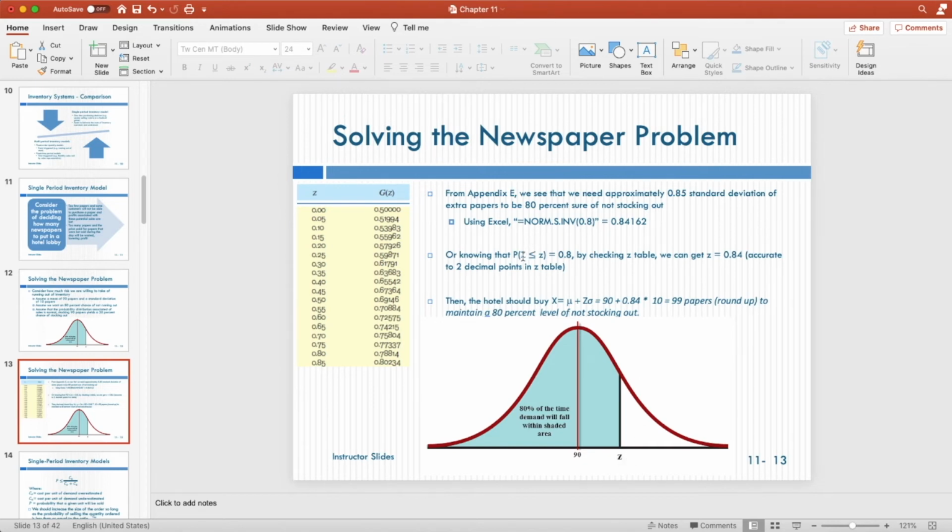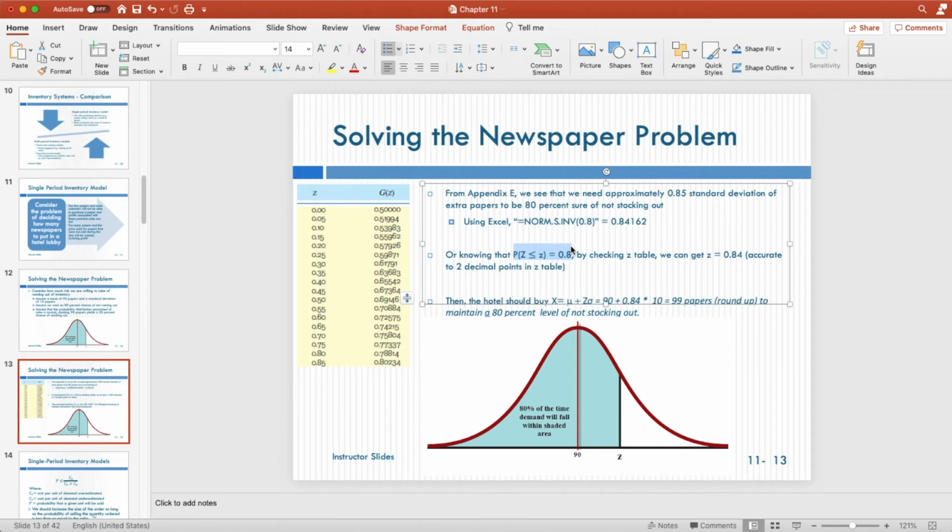Before we do that checking process, the equation is shown here. The probability of z being less than or equal to small z equals 0.8. It means that in the z table, when z is less than or equal to some specific value, the corresponding probability equals 0.8.